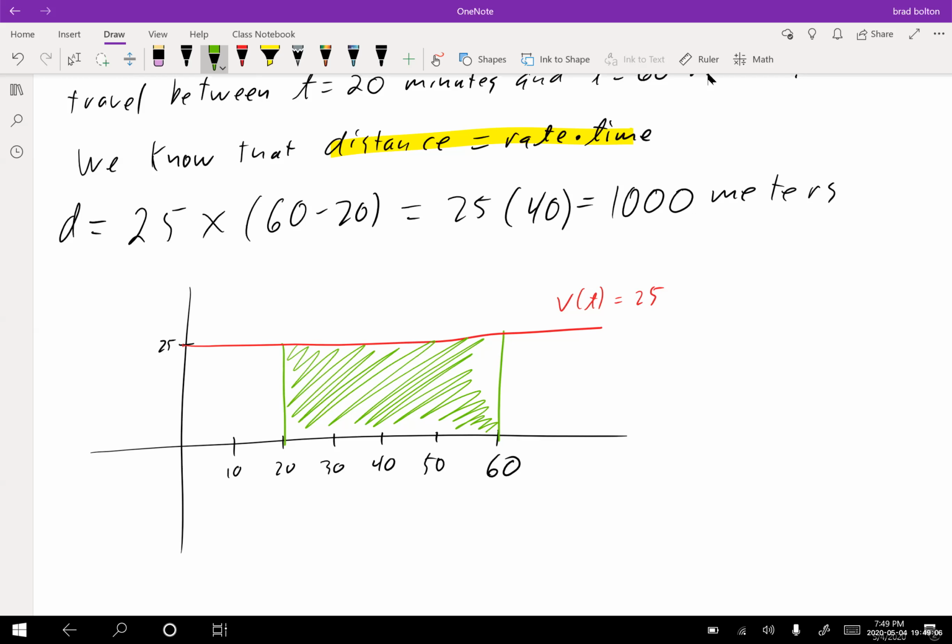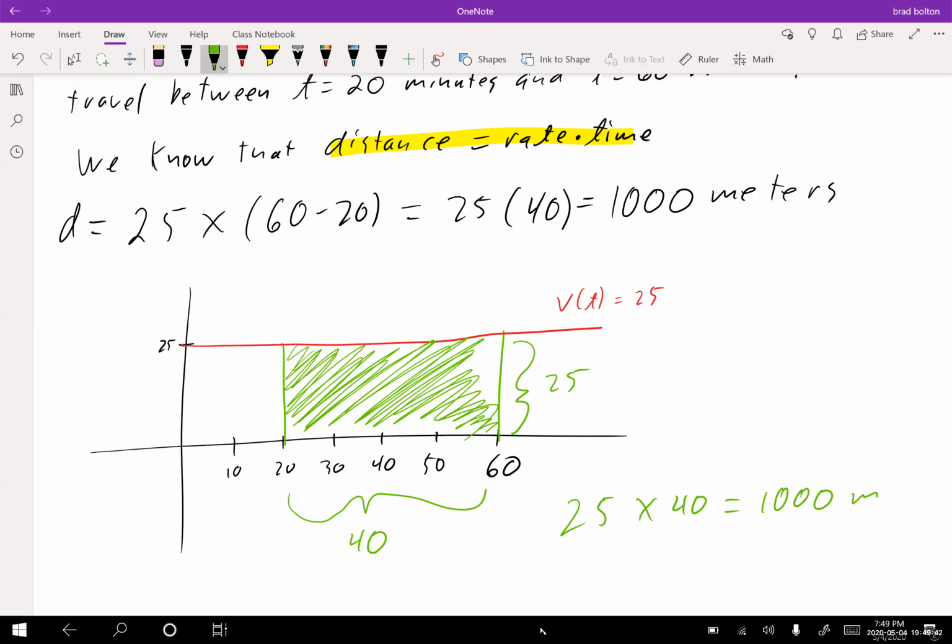Okay, so we've shaded this in, and if we were asked to find the area under this curve, what would the area be? Well, it would be 40, because this distance from here to here is 40, and this height from here to here is 25. So what's 25 times 40? That would equal 1,000. So the area of this rectangle that I created with a constant velocity of 25 meters per minute turns out to be the same thing as the distance I traveled.